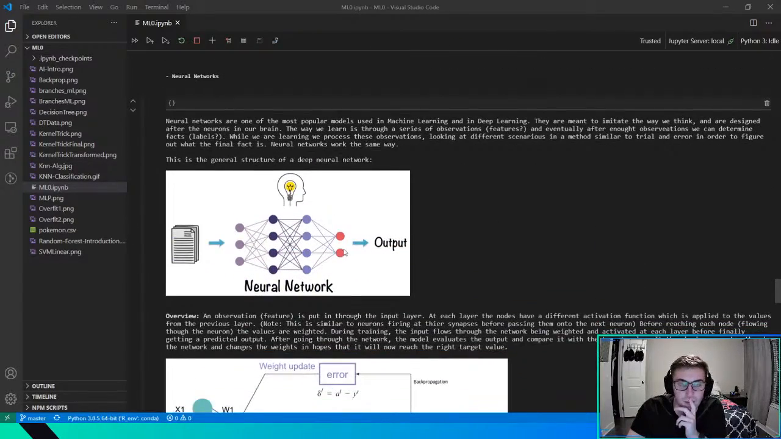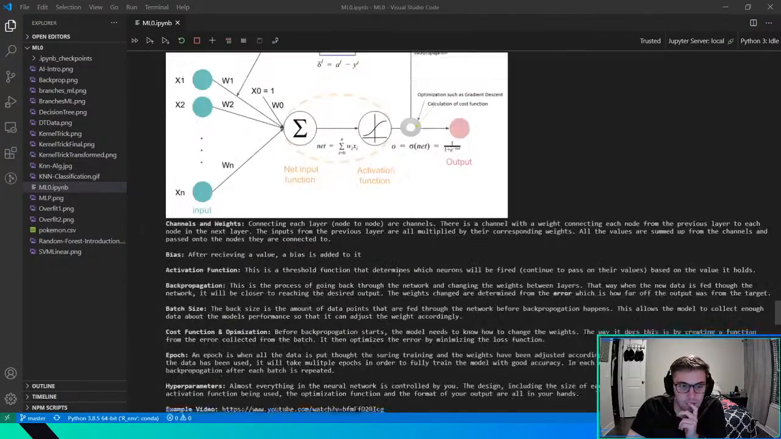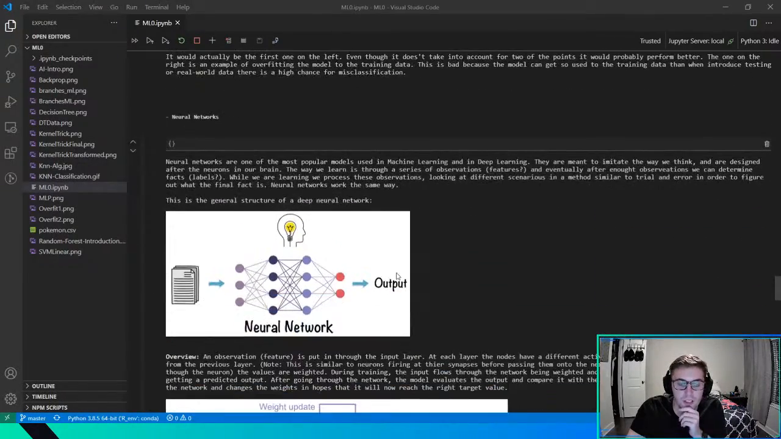All right, the next topic, or I think the final topic. Oh no, sorry. Final topic in terms of models is neural networks. Neural networks are the most popular models used in machine learning and in deep learning. I think we've all heard about them at some point or another. They're probably the coolest and obviously the most complex and most advanced type of machine learning we have out there.